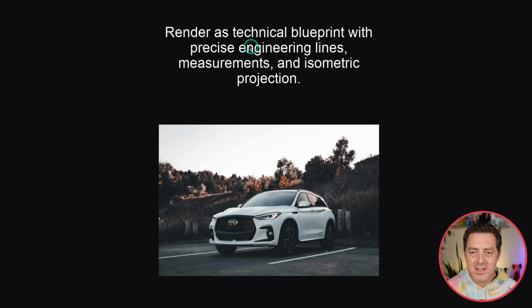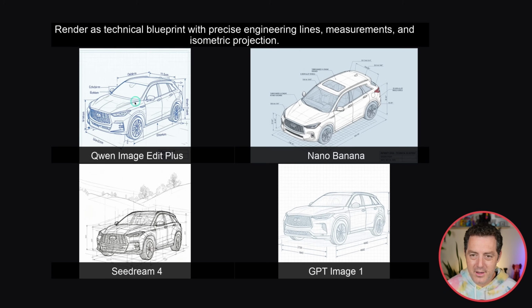Next, render as technical blueprints with precise engineering lines, measurements, and isometric projection. Here we go. Let's see. All right, I think the clear winner is Nano Banana. All the text looks right. It has the most engineering lines and measurements, and it looks most like a blueprint, except it still has that white color. It's not exactly see-through, but overall, I think that is the best. So I'm going to have to give it to Nano Banana. Here, Qwen Image Edit Plus is struggling with the actual text on the image. Over here, Seed Dream didn't even attempt text, and GPT Image 1 only had a few numbers, no text.